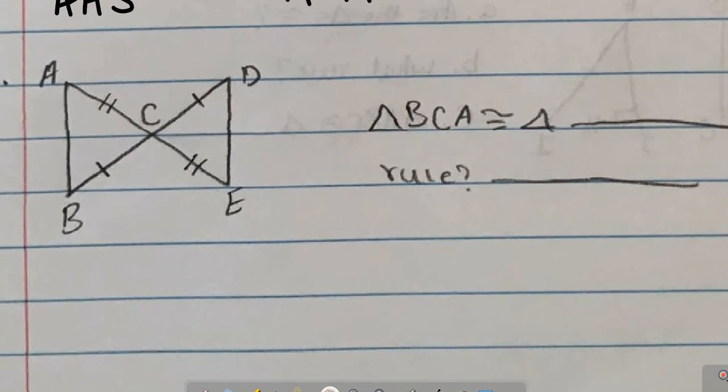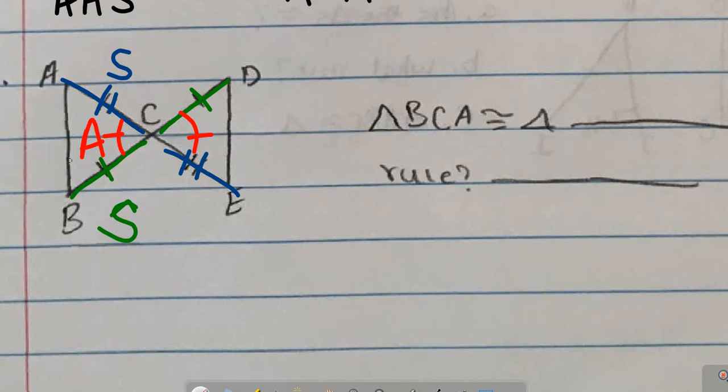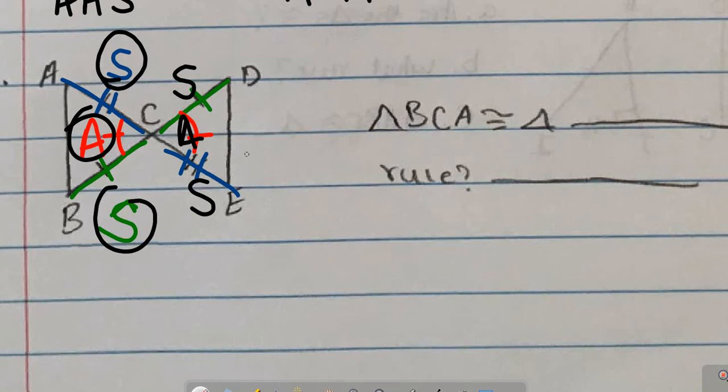This last one, we have a pair of sides. We have another pair of sides. And then we have a pair of vertical angles that are always congruent, even if they're not marked. So this spells side, angle, side. On the right is also side, angle, side. So side, angle, side would be the rule.